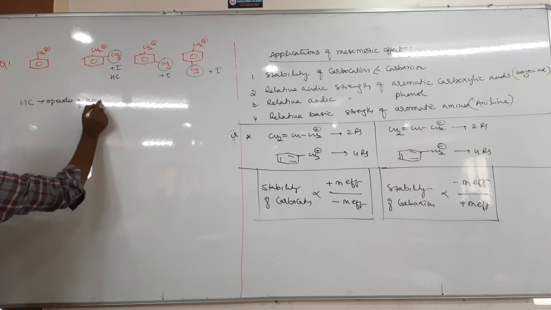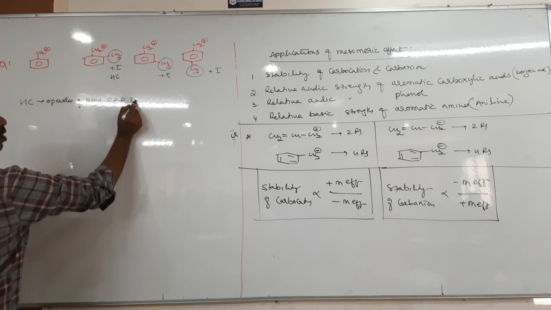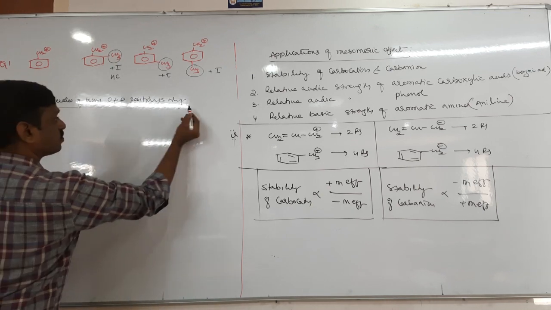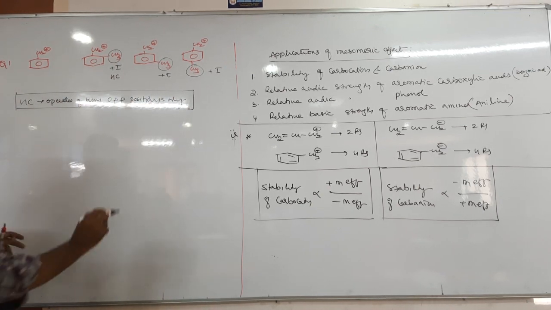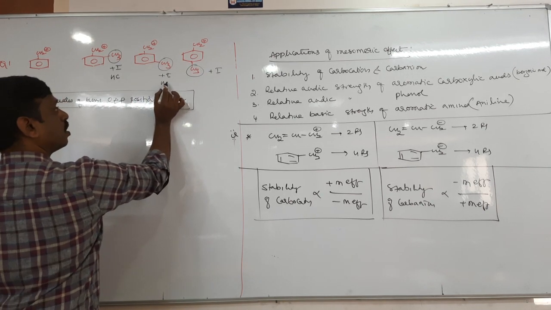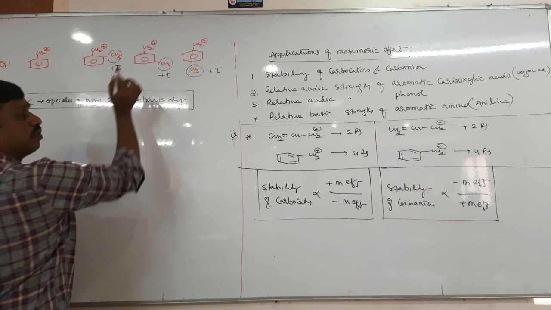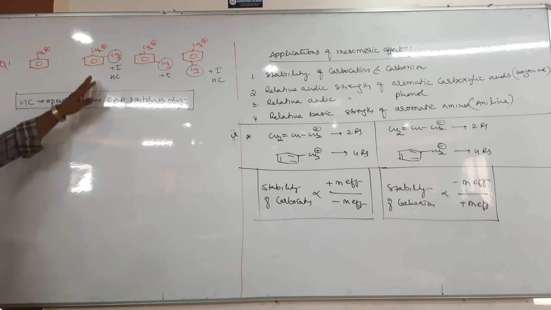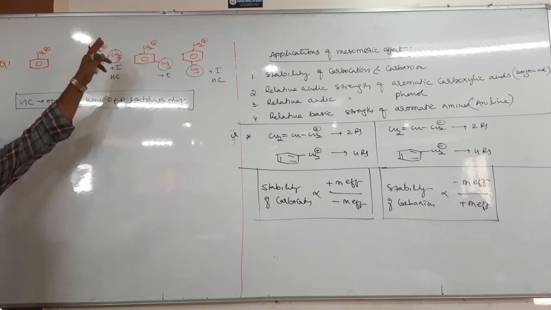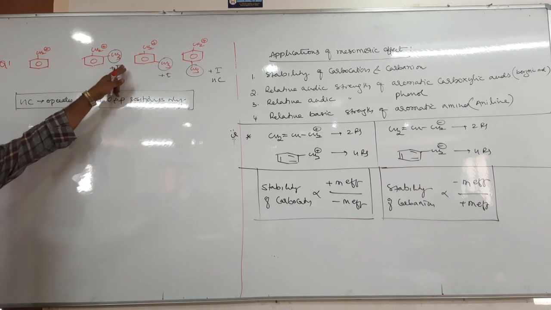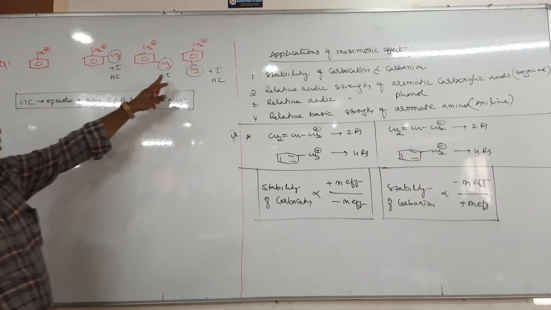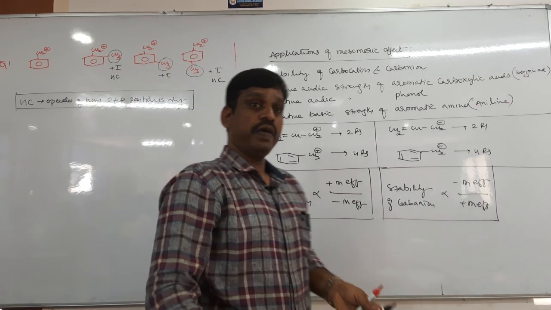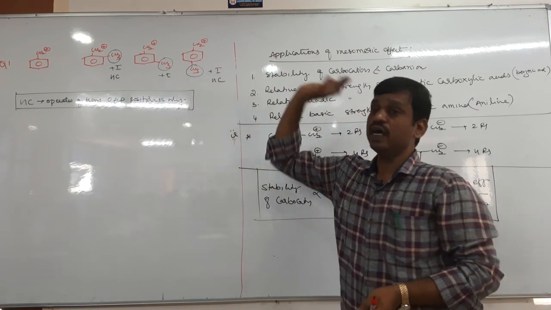Hyperconjugation operates from ortho and para positions only, not meta position. So here, in meta, no hyperconjugation; in the others hyperconjugation will be there. Now tell me, at ortho position the methyl group releases electrons because of 2 effects, plus I effect and hyperconjugation. Meta position methyl group releases electrons because of only plus I effect. In para position methyl group releases electrons because of plus I and hyperconjugation.